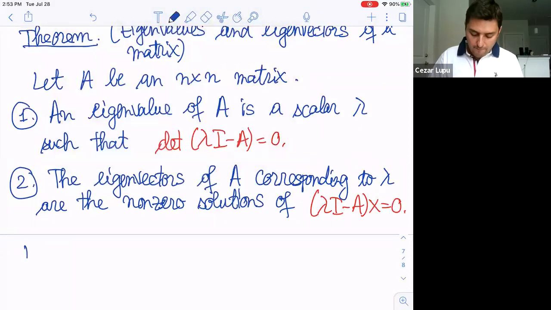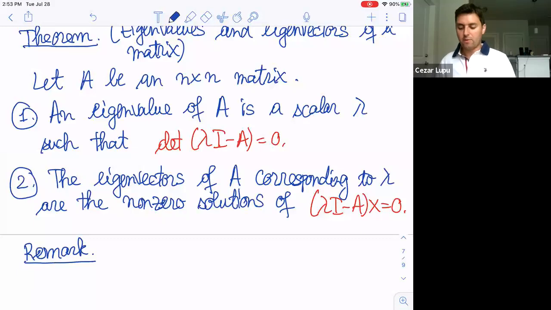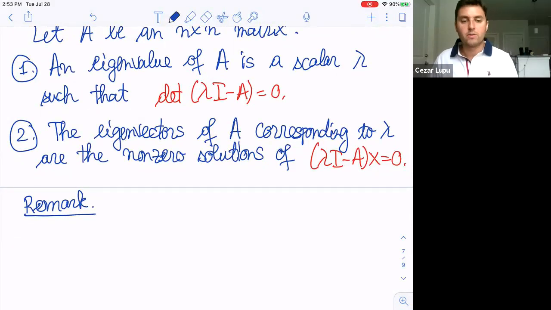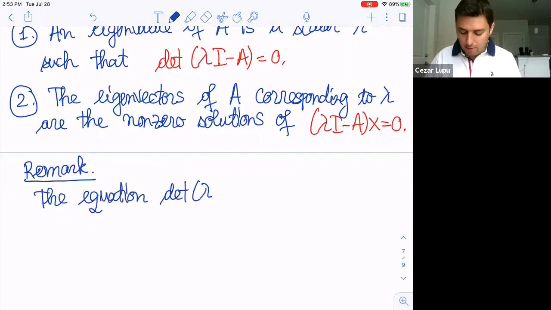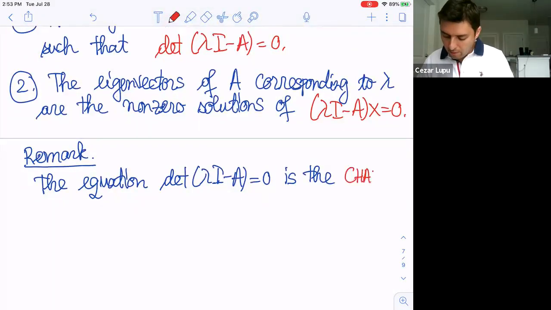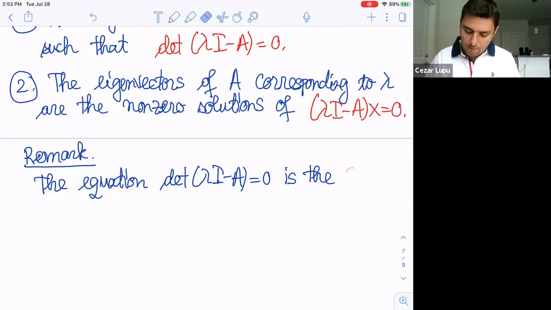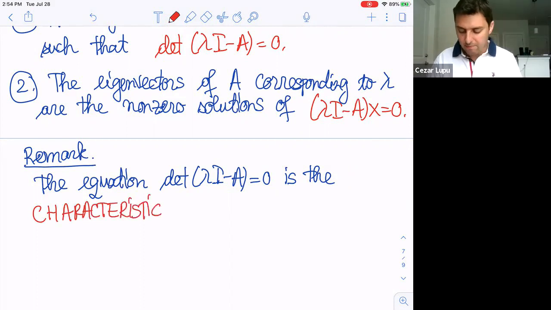And now let me point out a remark before we start doing some examples. After finding eigenvalues for matrices, we'll see that we can find eigenvalues and eigenvectors for linear transformations associated to matrices. Anyway, we'll get there, but before that, let me point out this remark. The equation determinant of lambda I minus A equals 0 is what we call the characteristic equation of A.